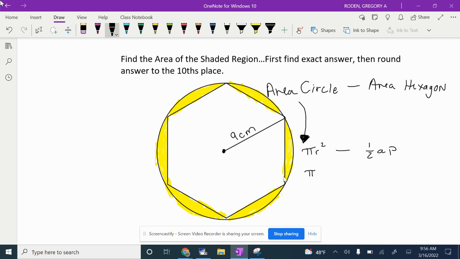Pi is not 3.14. 3.14 is a close rational number that's close to the number pi. Pi is pi, the ratio of the circumference divided by its diameter. But pi is pi, so don't stick 3.14 in there. That's not pi. That's a number close to pi.